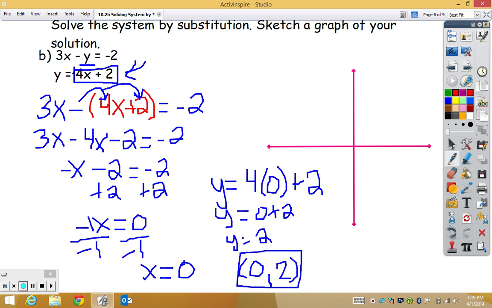Again, these are two lines, so I'm just going to kind of estimate where (0, 2) is at. Draw one line, maybe I'll draw another line. As long as they're both lines and they intersect about where (0, 2) is at, remember this is (0, 2), I will be okay with it.